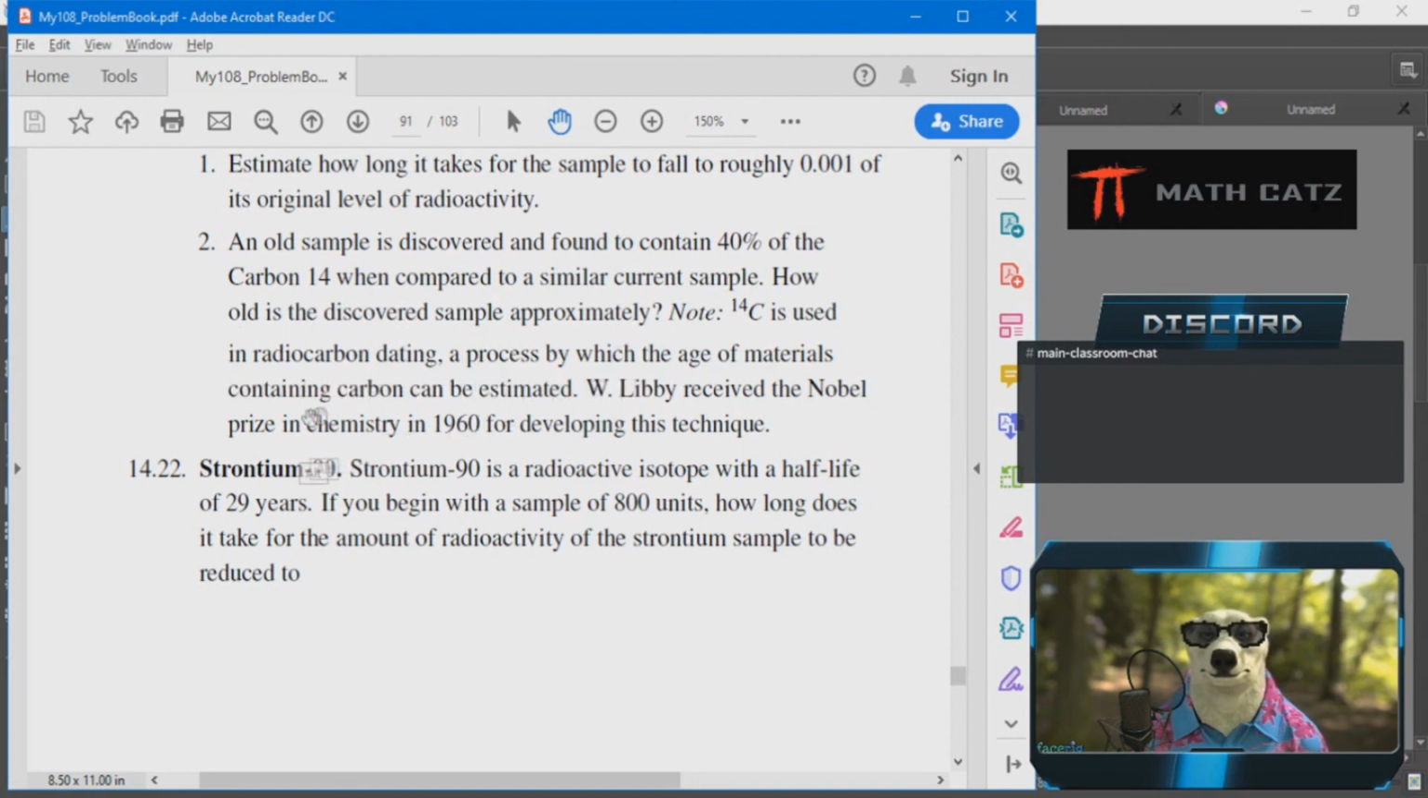So this is called carbon dating. By measuring the carbon-14 in an old fossil or something and comparing it to what I found in current comparable samples, I can get an estimate of how old that sample approximately is. So I get an old sample and I see, oh, there's only 40% of the expected carbon-14 left. How old is that sample? So how long did it take for carbon-14 to decay to 40% of whatever original amount there might have been?